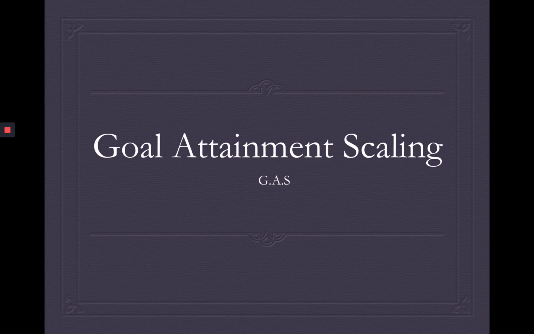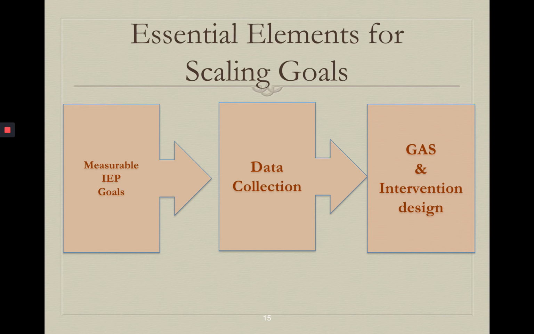All right. So now that we are all on the same page about what is involved in strong instructional objectives, let's talk about how we can layer on this goal attainment scaling process as a way to help us monitor our students' progress towards achieving the criteria that we set in our objectives. This process involves, first and foremost, measurable and clear IEP goals and objectives. We have a clear data collection system. And we have our goal attainment scale that aligns with the interventions or the strategies that we're using.